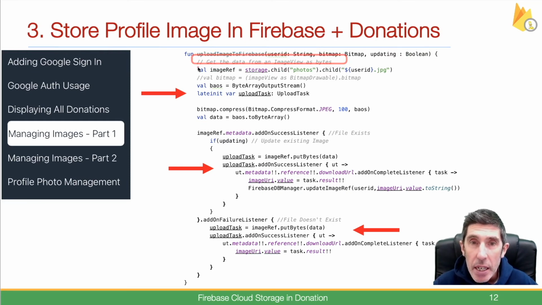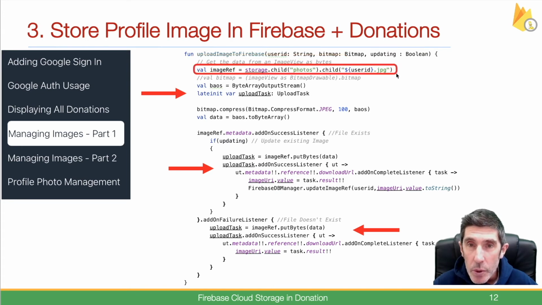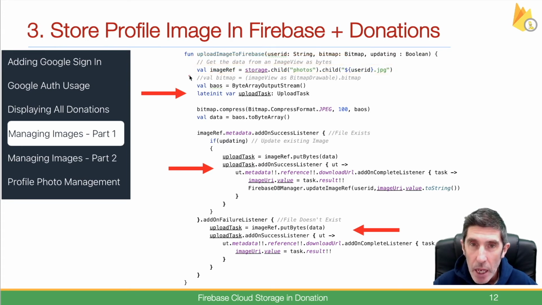You can see we get the image view, so we get a reference. We create a byte array output stream, and we create this upload task. Then we do a little bit of compression on it. These are taken from the developer docs on working with bitmaps. They're always compressed, obviously to try and make the upload speeds as quick as possible. And then we convert that to a byte array, so we're working with bytes.